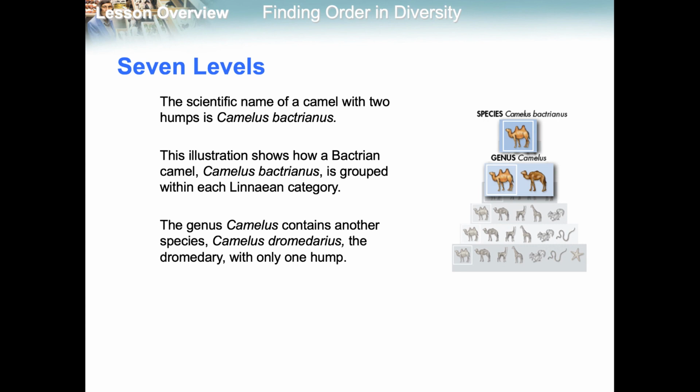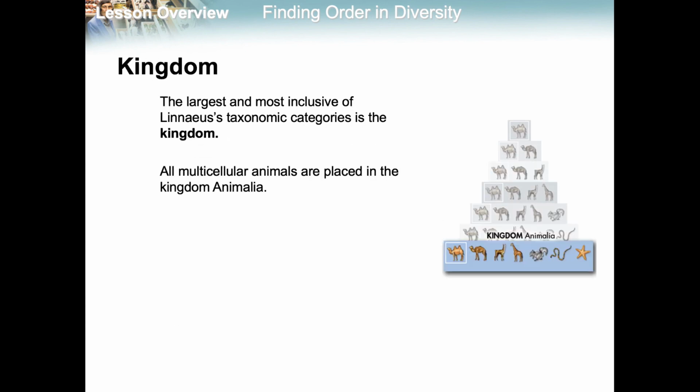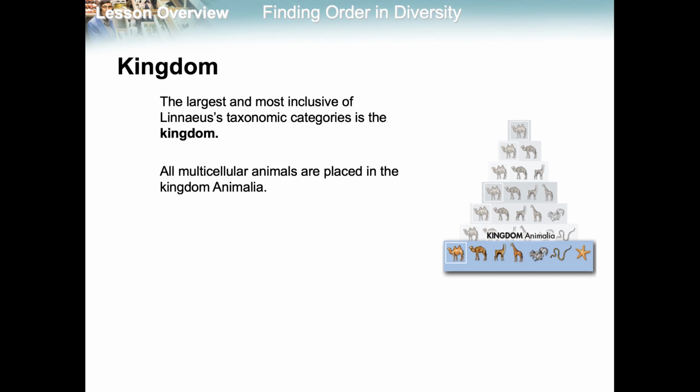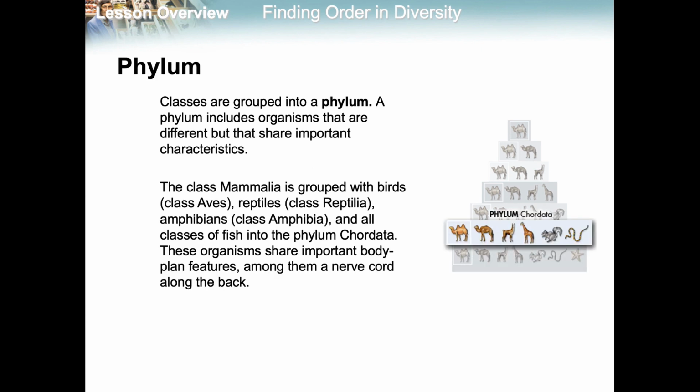So the scientific name here, I'm going to go forward a few slides and then go back. Here we have the kingdom Animalia, which includes all animals. It says all multicellular animals are placed in this kingdom. Now we're going to get more specific. So now we're at phylum Chordata. Chordata has to do with having a spinal cord, and this is a feature among all of the phylum Chordata. Notice before, the starfish was there, but it does not have a spine, so now it's out of phylum Chordata.